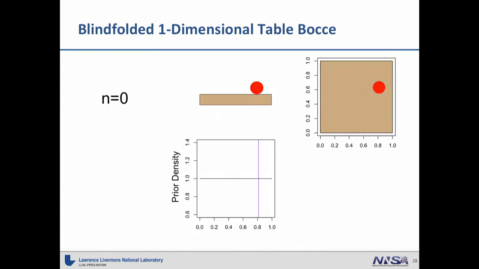So what does this look like? Here's my Bayes bocce simulator. You can see the overhead view of the table. We've also got the side view because we're only interested in that distance from the left.